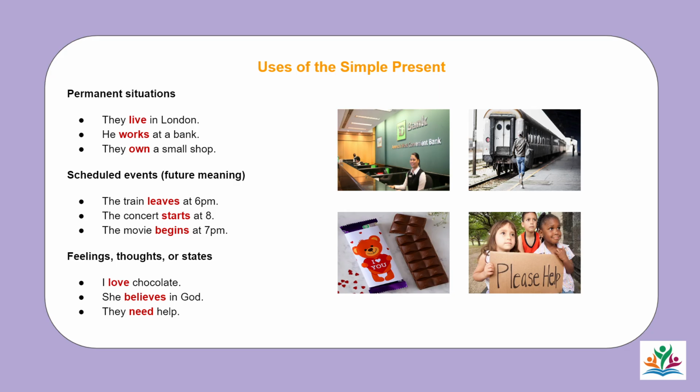Also, we use the simple present to talk about feelings, thoughts, or even mental states. For example, I love chocolate, or she believes in God, or they need help. So all those verbs are in the simple present because we're talking about feelings, thoughts, and mental states.